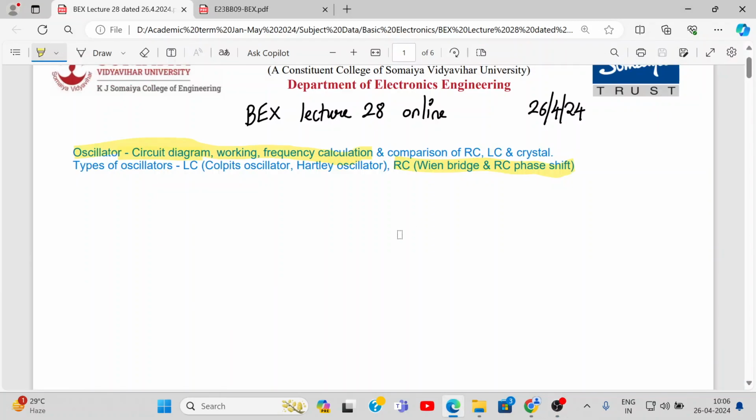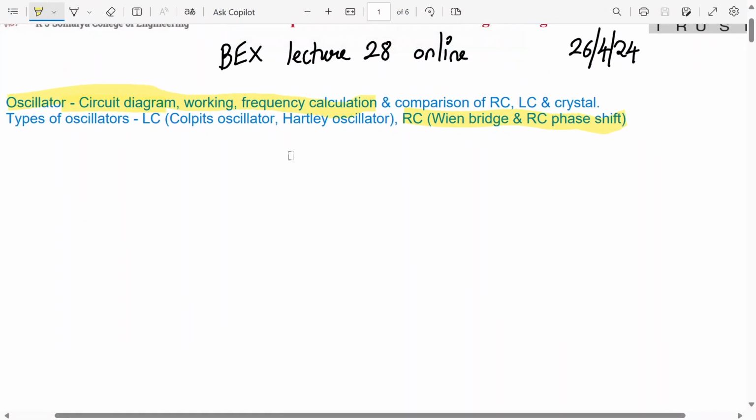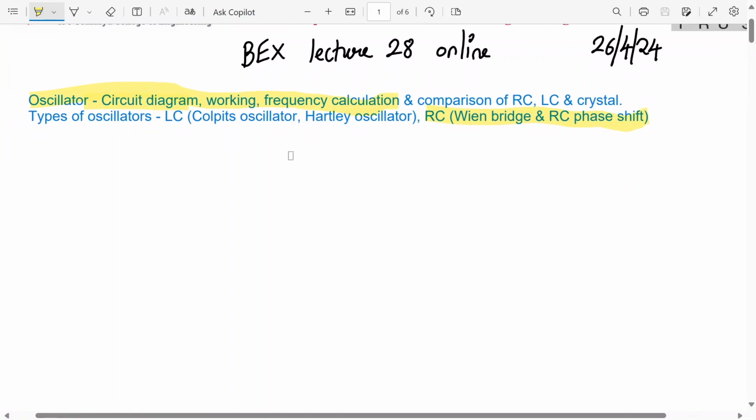Okay, hello students. Let's start with the remaining topics of the oscillator module. So we have seen so far what is the need of oscillations, what is its criteria, and we have also seen the circuit diagram, working and frequency for the RC phase oscillator, and briefly we have seen the Wien bridge oscillator, the circuit diagram. Now we'll move our attention to LC oscillators.